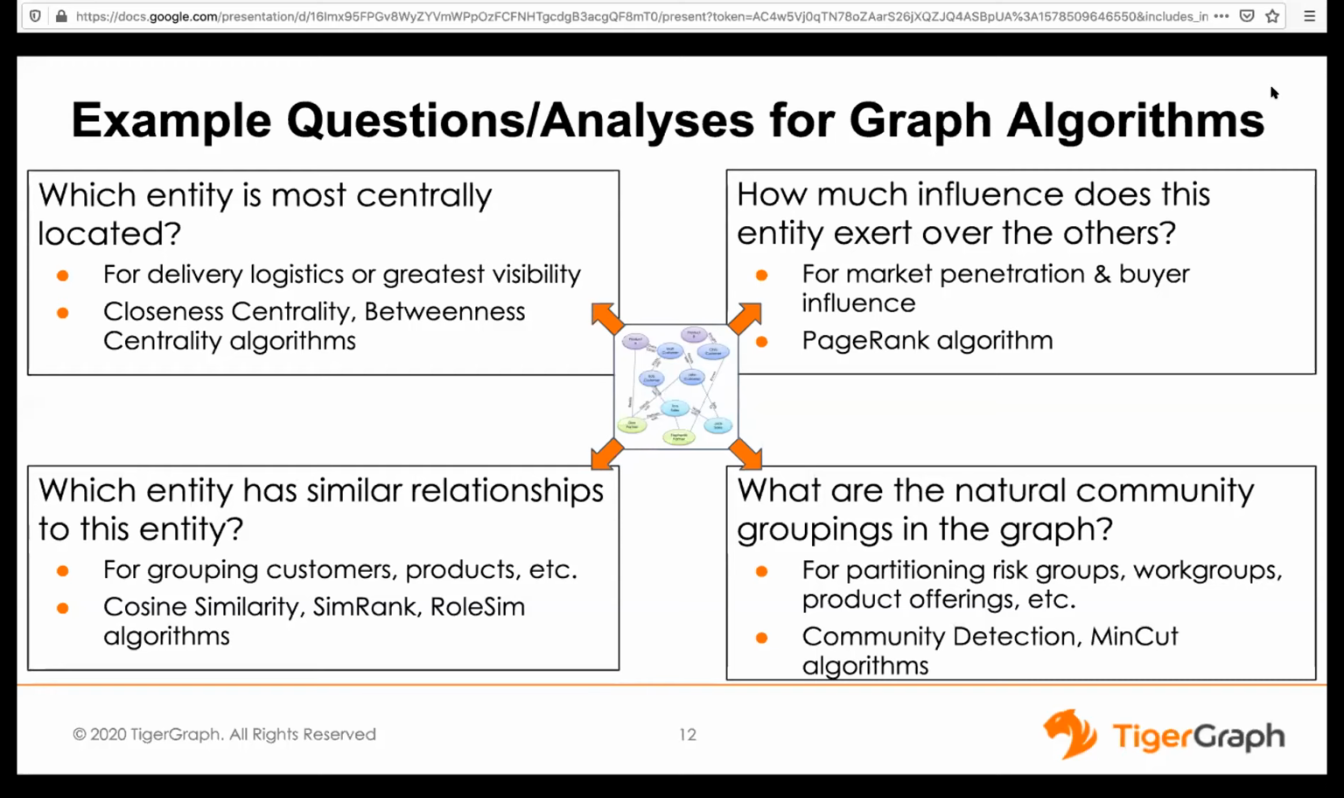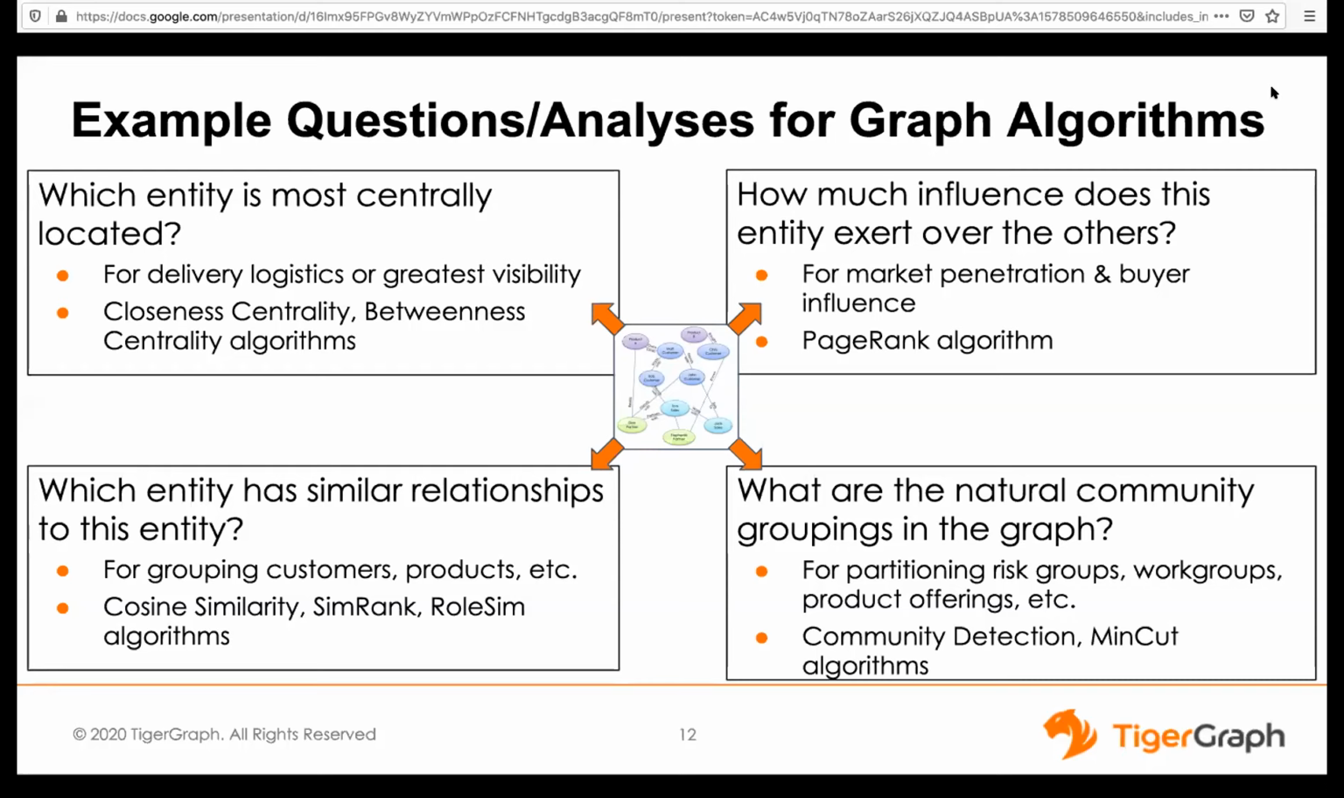Cosine similarity is a really well-known technique, which is not specifically for a graph. But when we talk about similarity in a few weeks, we'll tell you about a unique formulation that actually does leverage graph characteristics. And there have been some algorithms developed specifically for graphs for this sort of similarity detection. SimRank is one of the best known. RoleSim is probably not as well known, but that was my dissertation.